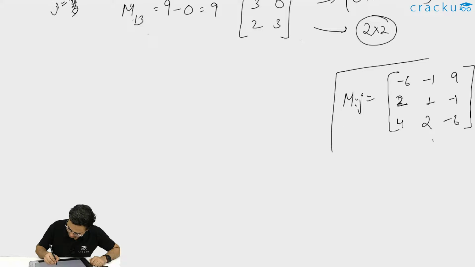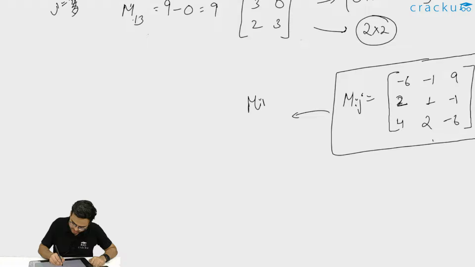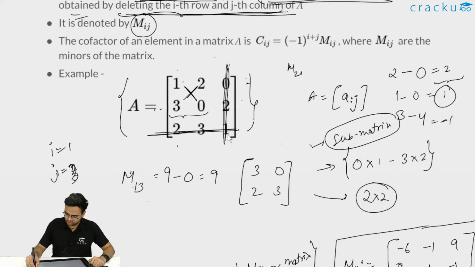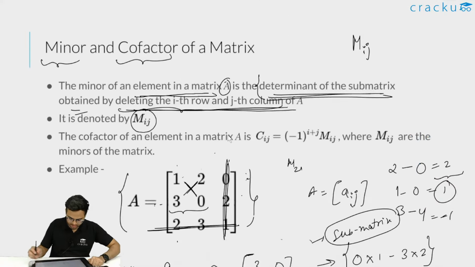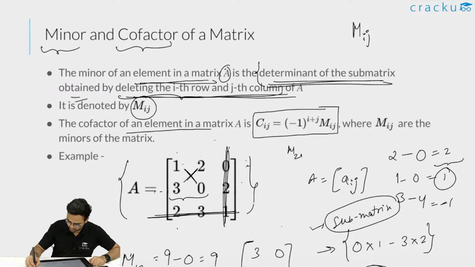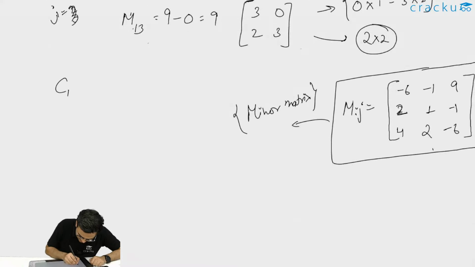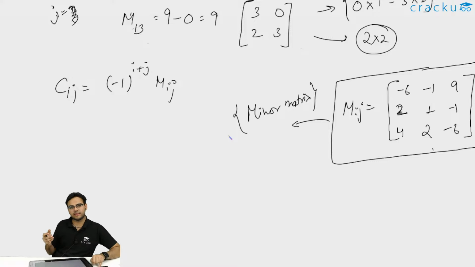Now this matrix which we have received after applying the operation on matrix A is basically a minor matrix. Now what is the cofactor matrix? The cofactor of an element in a matrix A is Cij equals minus 1 to the power i plus j times Mij, where Mij are the minors of the matrix.